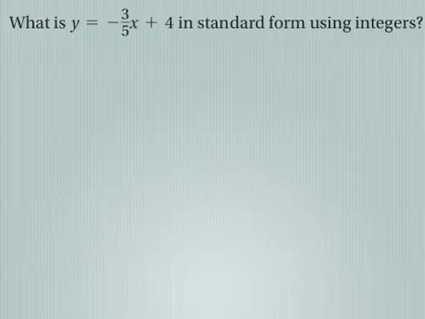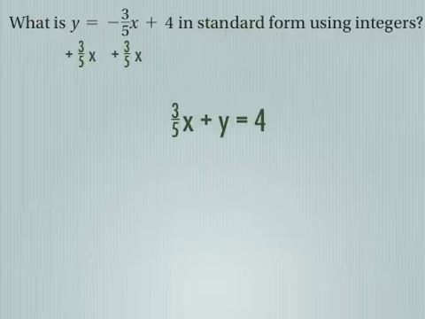The first step, though, I need to do is to get x and y on one side by themselves. In order to do that, I need to add 3/5 x to both sides of this equation. The reason why I'm adding 3/5 x is because I have to do the inverse or the opposite of a negative 3/5 x. The opposite of a negative 3/5 x is adding a positive 3/5 x. When you add 3/5 x to both sides, you're left with 3/5 x plus y equals 4. We can't combine my x and my y because they are not like terms.